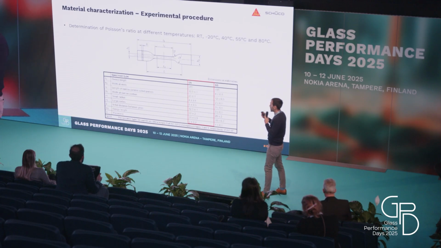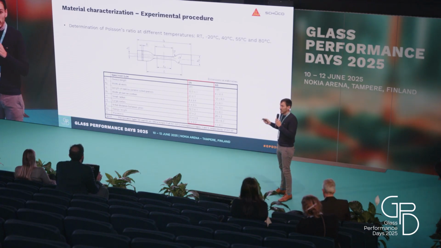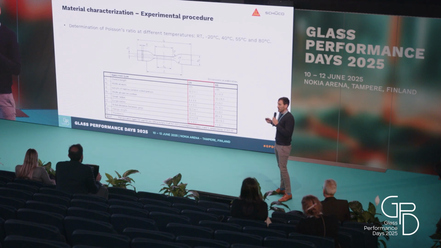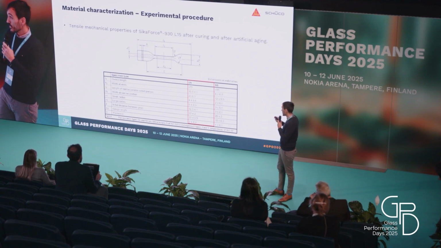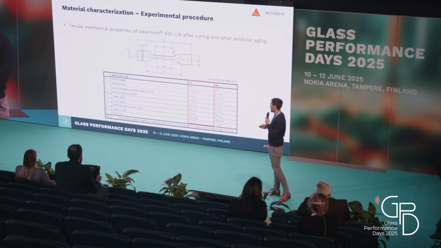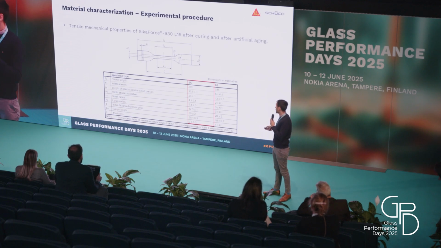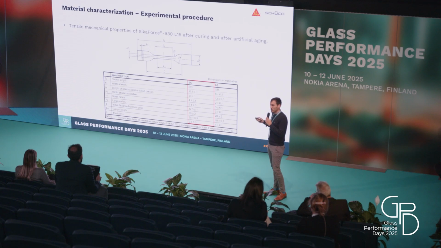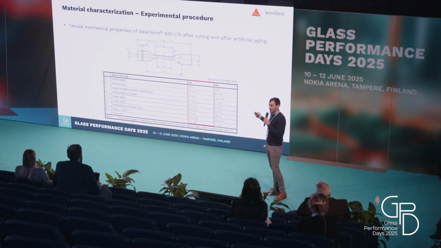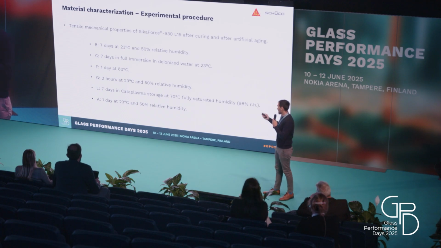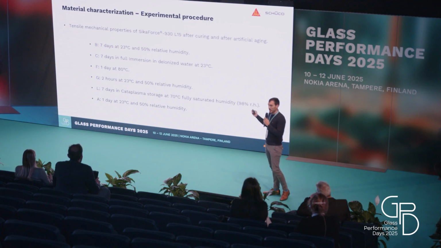We use the same specimens to calculate the Poisson ratio. This is really necessary for the FEM analysis, so this is a value that we need to know. We use these specimens also to evaluate the effect of artificial aging. So we subject the material to really hard conditions to evaluate where the limits of the adhesive are. And here is basically the test that we subjected the adhesive to.